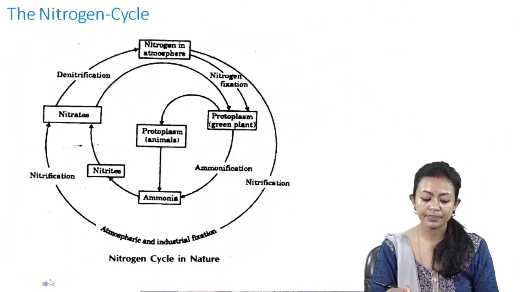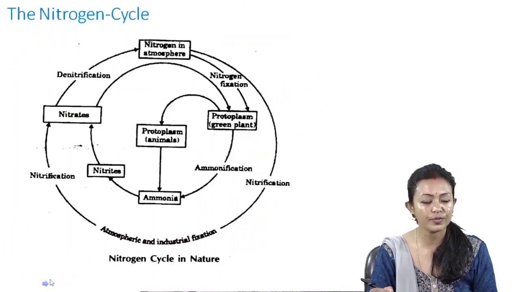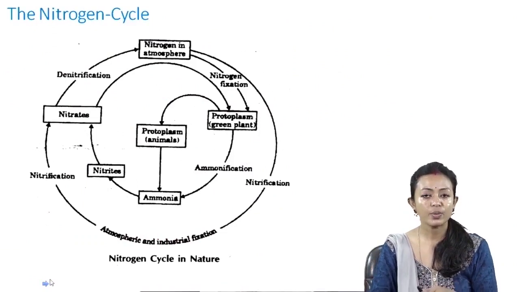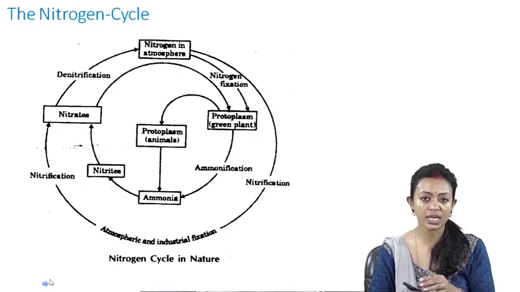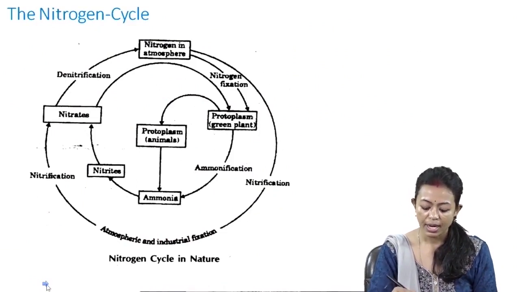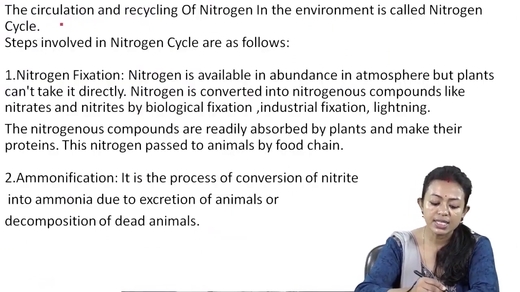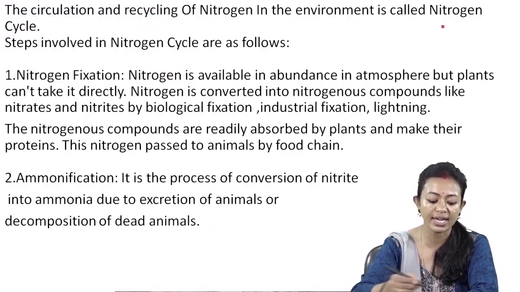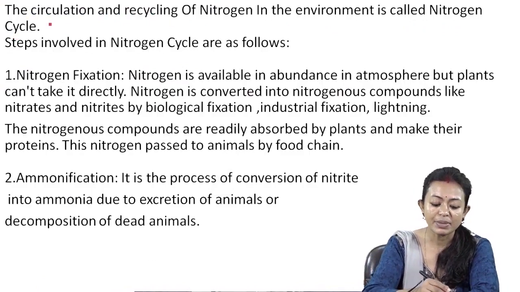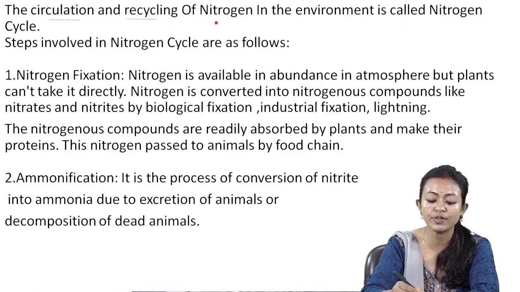Next cycle, the nitrogen cycle. It is one of the most important cycles, where we find the utilization of the atmospheric nitrogen which is present in the atmosphere. The circulation and recycling of nitrogen in the environment is called a nitrogen cycle. That means the circulation and recycling of the nitrogen.